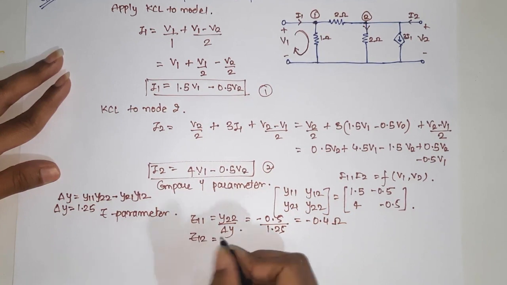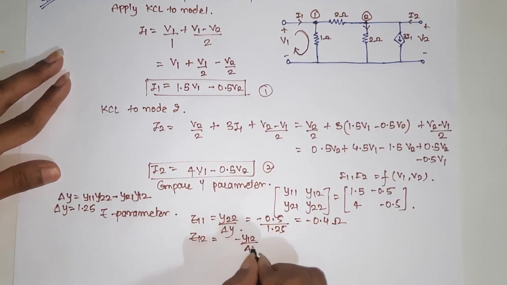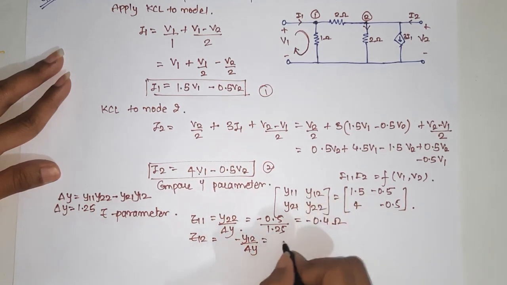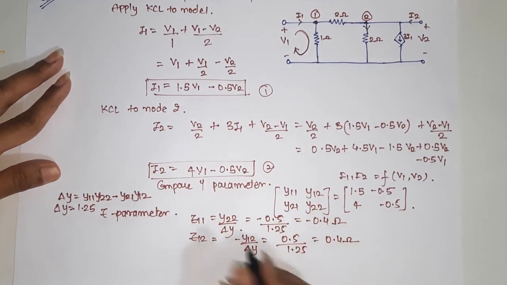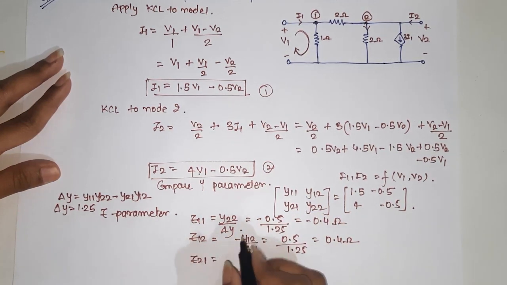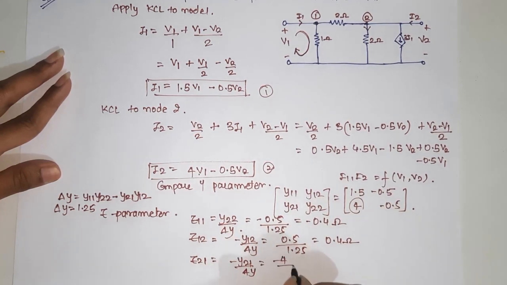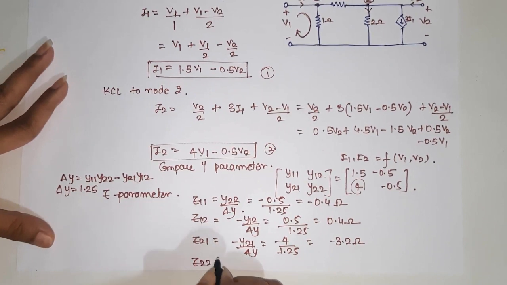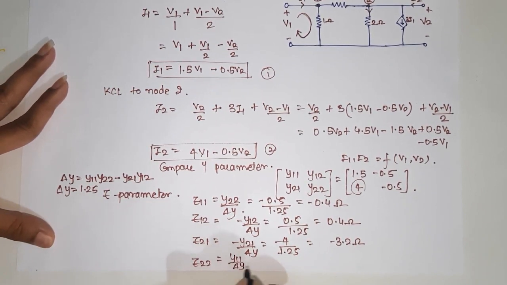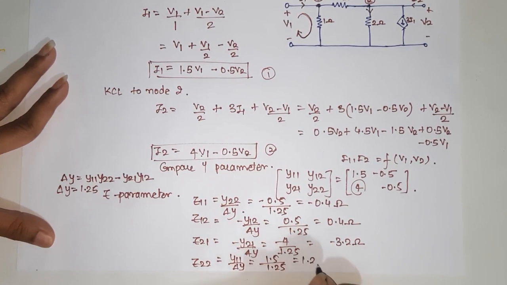Similarly, z12, that is minus y12 upon delta y. So y12 is minus 0.5, minus of minus becomes plus 0.5 upon 1.25, that is 0.4 ohms again. Similarly, z21 is equal to minus y21 upon delta y. So that is minus 4 upon 1.25. That comes out to be minus 3.2 ohms. And the last, that is z22, is equal to y11 upon delta y, which is 1.5 upon 1.25, that is 1.2 ohms.